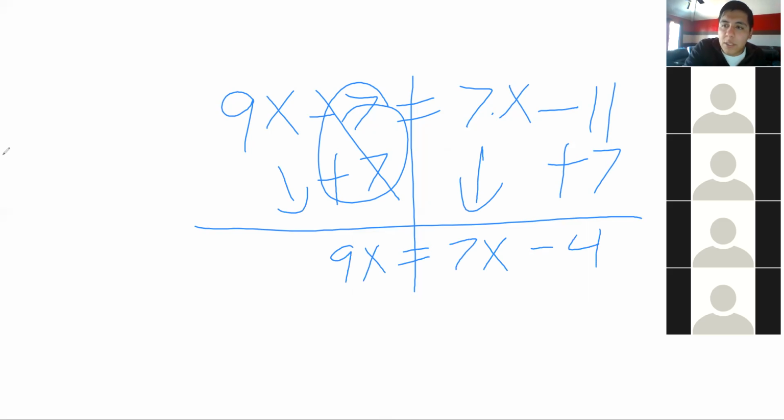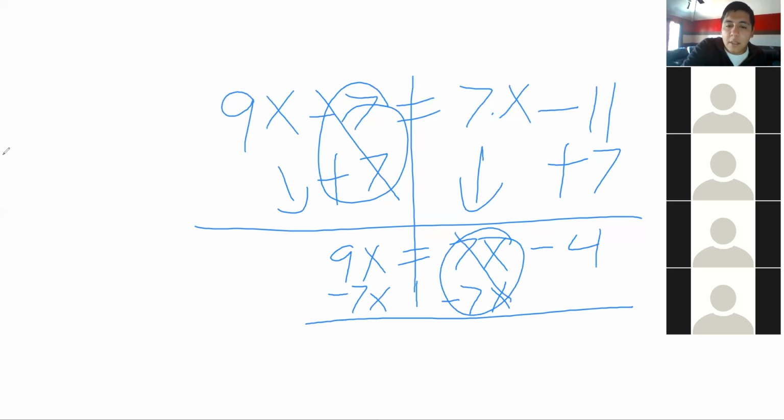Okay, so then what's our next step? Subtract 7. We're going to subtract 7, yes. And why do we subtract the 7 instead of the 9? Because you're trying to get the x on one side and the whole number on the other side. Exactly. So since we're going to subtract 7, then we're going to have 9x minus 7x, which is 2x. 2x. And then on this side, we have -4.